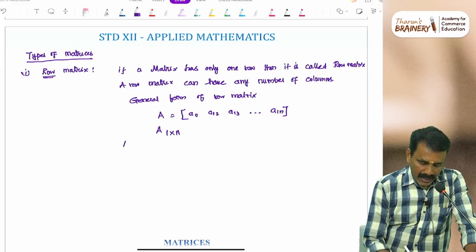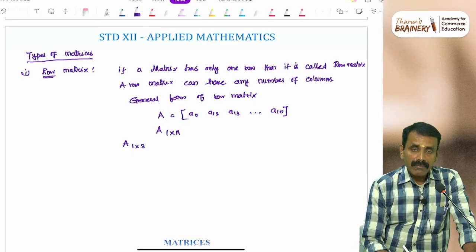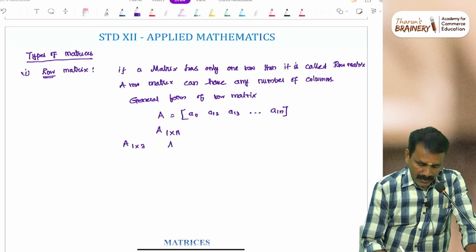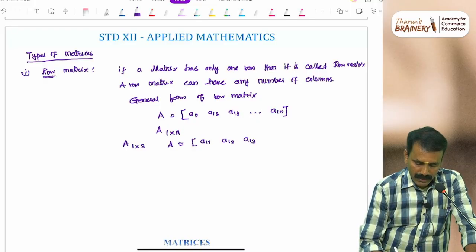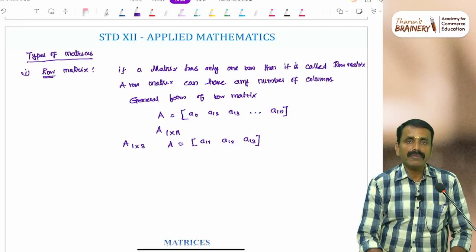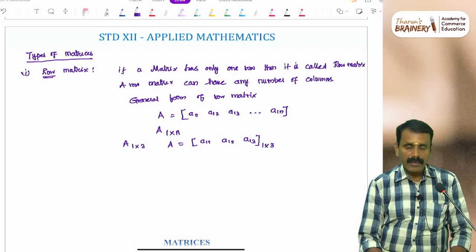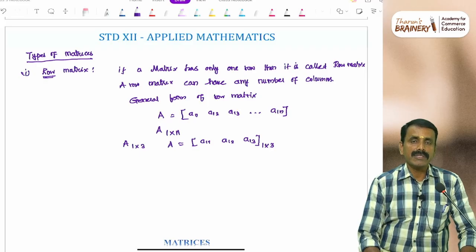Suppose I say A is a matrix of order 1 by 3, then how many elements will this matrix have? It is going to have one row and 3 columns. So, A is equal to [a11, a12, a13]. It has only one row and 3 columns, so the order of the matrix is 1 by 3. So, this is the first type of matrix, the row matrix.